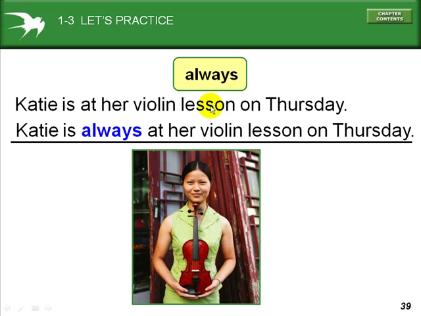Katie is at her violin lesson on Thursday. Katie is always at her violin lesson on Thursday. She goes every Thursday for a violin lesson.